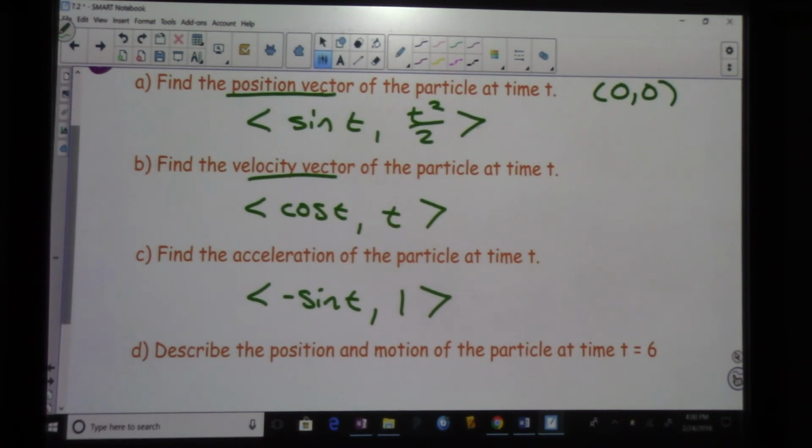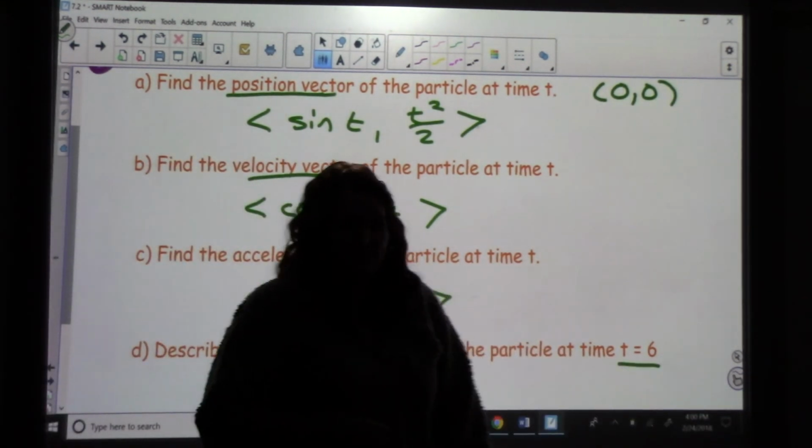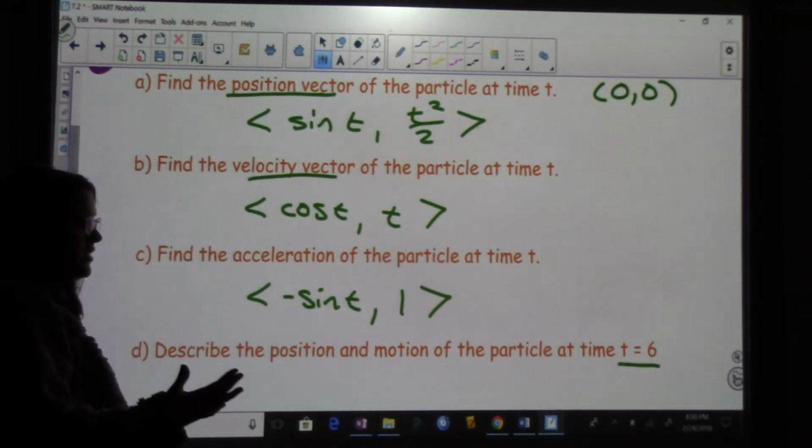Now part D is really weird. It says describe the motion of the particle at t equals 6. Now we start wanting to go left, right, everything, but vectors aren't that straightforward. We're going to get a little more into that tomorrow. So when the AP test asks you to describe the position and motion at t equals 6, all you're doing is plugging in t equals 6. Okay, we're not actually explaining in words any motion.